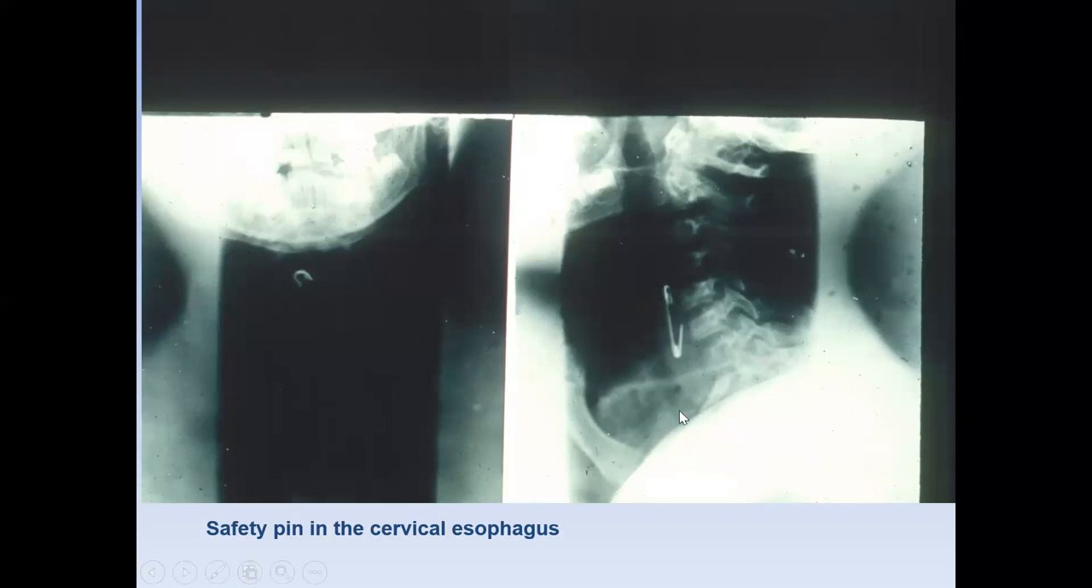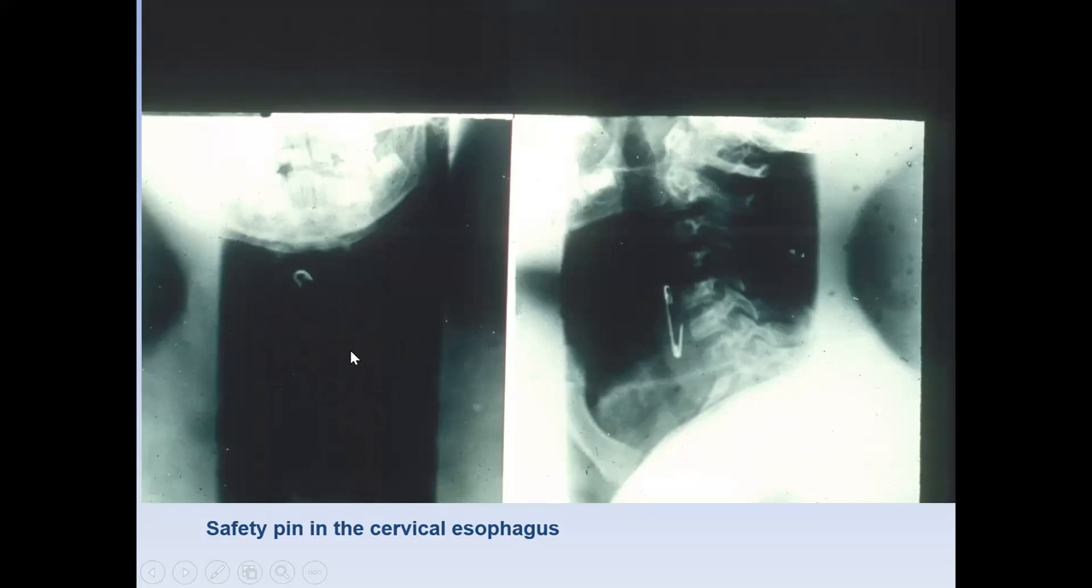You can see it. This is your larynx and trachea, and you can see it is in the esophagus, immediately after the cervical vertebrae. This is the esophagus, then the airway. So this is a lateral plane radiograph. This is an AP radiograph, and you can also appreciate the safety pin.